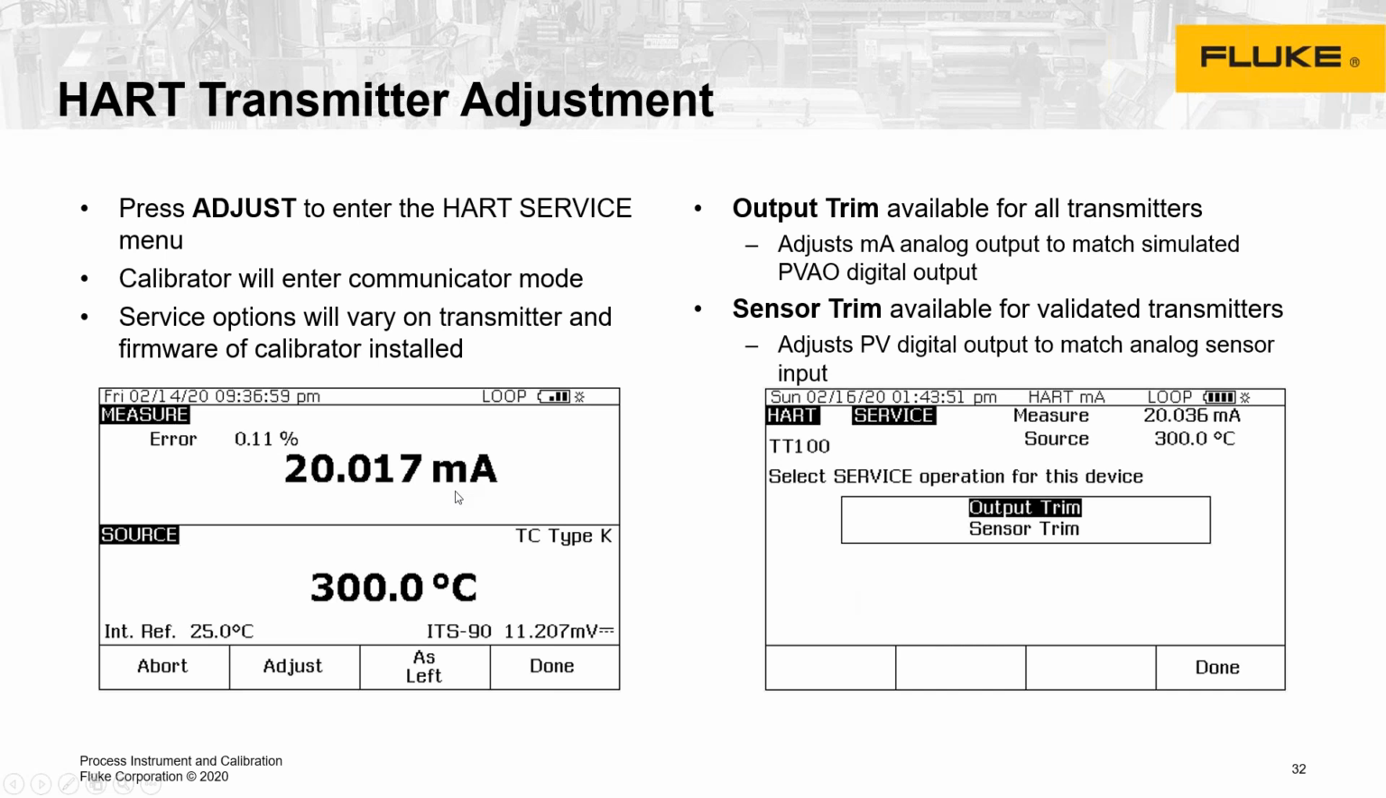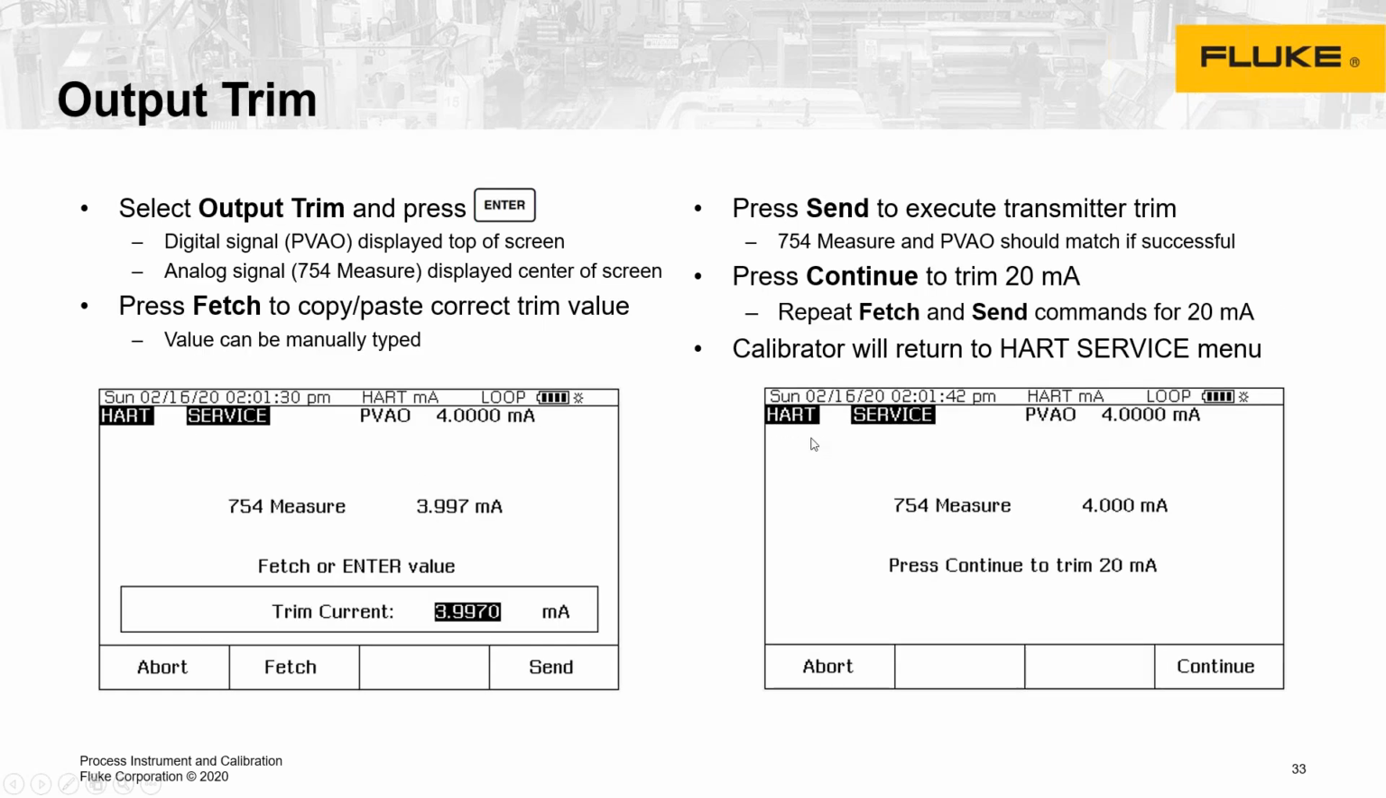Since we were outside of spec, we want to do a slight adjustment. So F2 in the post as found screen will allow you to select adjust. At that point, you can select being a temperature transmitter, output, or sensor trim. We're going to select output trim. At this point, we're going to check the output side of the transmitter. We are going to feed it a PV AO, or a digital analog out, of 4 milliamps and then 20 milliamps.